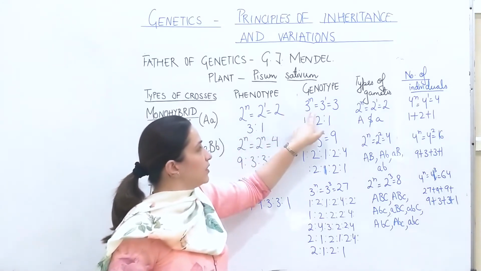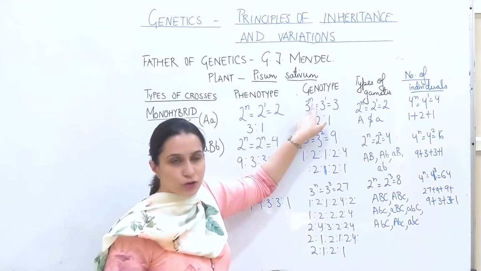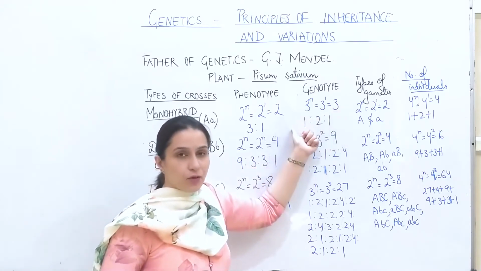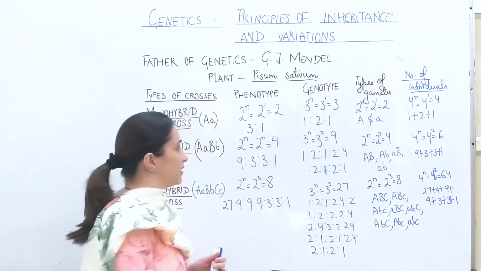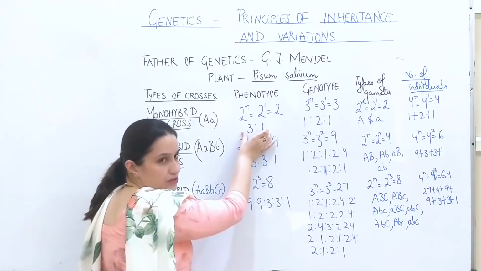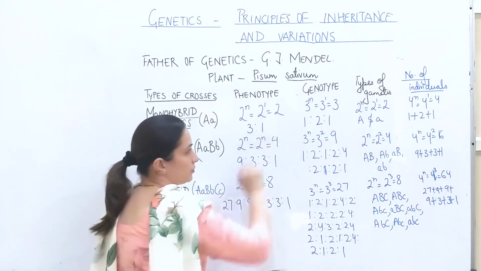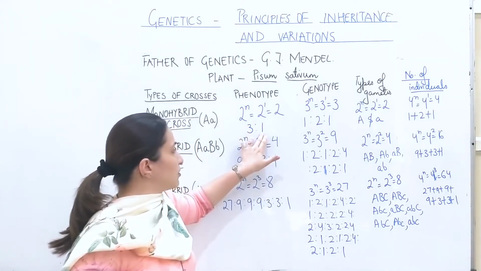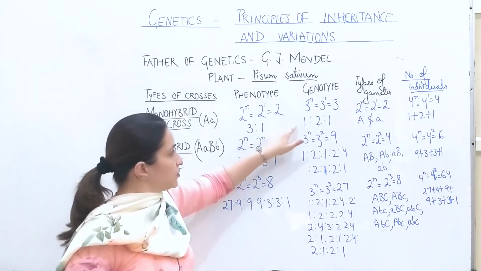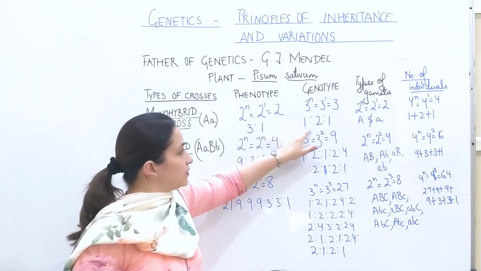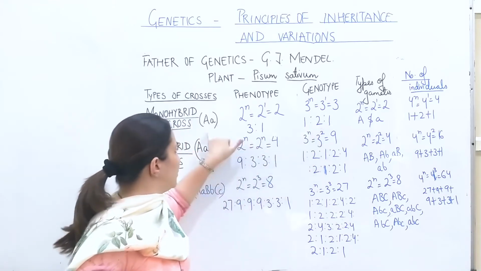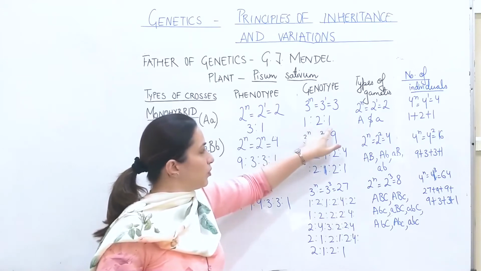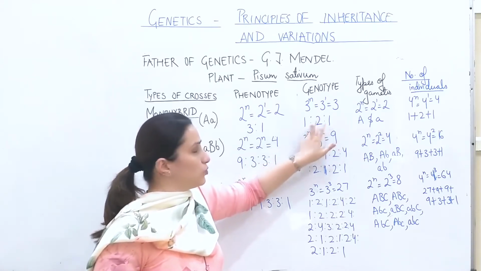For genotype, we have this formula, that is 3 raised to power n. For n, I will take the value 1, and 3 raised to power 1 means 3. And the ratio is 1:2:1. Please keep it in mind that the phenotypic ratio is 3:1 and the genotypic ratio is 1:2:1. Phenotypic ratio is that ratio which is morphological, external features. And genotypic ratio represents the genes. And the genes are of 2 different types, they are hybrid, that is why this is 2. And of these, one is pure dominant, one is pure dwarf, and these 2 are hybrid ones.